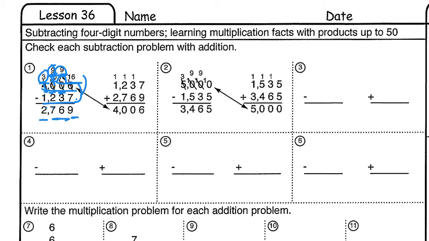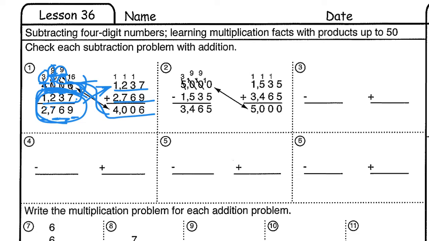To check your work, you take these two numbers here, the answer or the difference, and the bottom number in the subtraction problem, and you add them together right here to see if it comes out to be the first number that we started with. All right, so you can see that when we add 1,237 to 2,769, we do get 4,006. That matches up over there, so we can feel good about it.